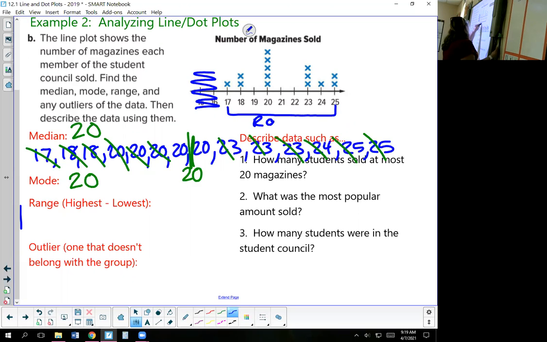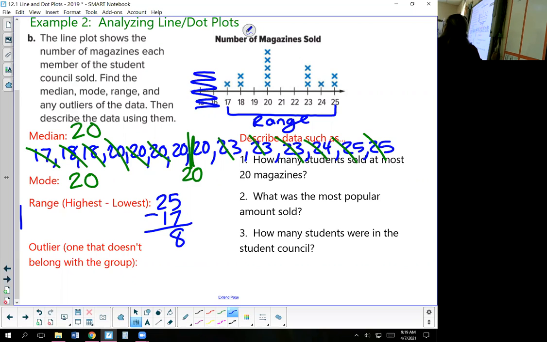That's why I did it like that last time. So you might want to put range like this. So it'd be 25 minus 17, which is 8. There are 8 numbers in between? No. Yep. Okay. 8.